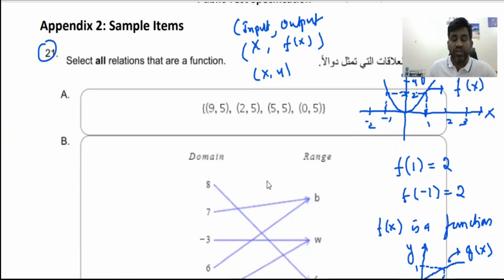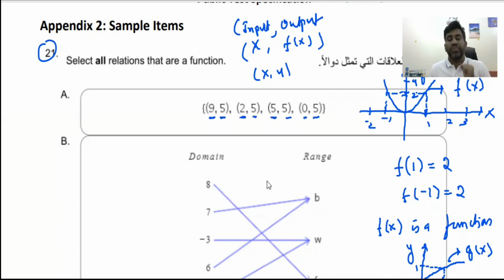Check out the inputs. I have input as 9, output is 5. Fine, because the input and the output are different. I mean to say, for the 9 I have 5 as output. I have input as 2, output is 5. Input 5, output 5. Input 0, output is 5.